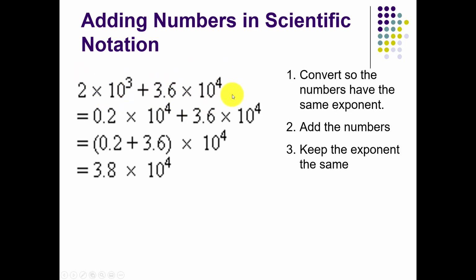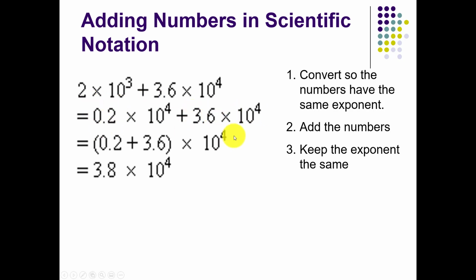This one's already a fourth, 3.6 times 10 to the fourth, so that one's done. This one over here needs to become a fourth, and the way you make the exponent go up is you move the decimal to the left. To the left goes up, to the right goes down. So that's going to make this 0.2 times 10 to the fourth. I know right now this isn't in scientific notation, but that's okay because we'll fix it later. So 0.2 times 10 to the fourth plus 3.6 times 10 to the fourth.